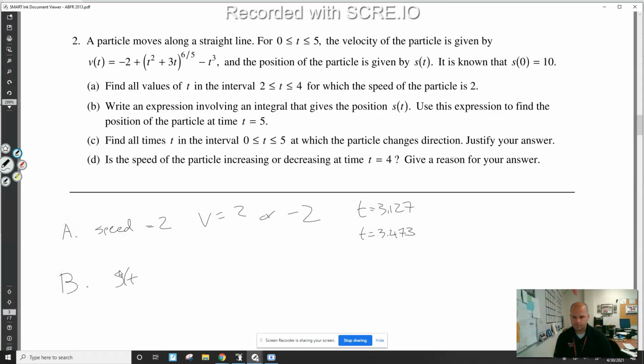Part B, write an expression involving an integral that gives the position s of t. S of t would equal S of 0. This is S instead of X. Plus integral from 0 to t of V. Find the position at time 5. So yeah, I use t. You need that. You won't get full credit unless you have this expression with t. S of 5 equals S of 0 plus integral from 0 to 5 of V.